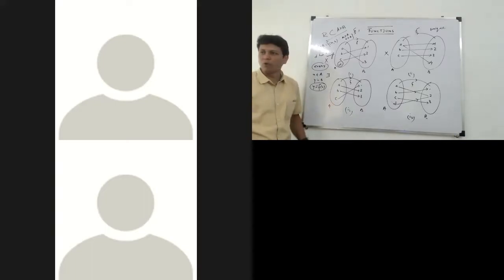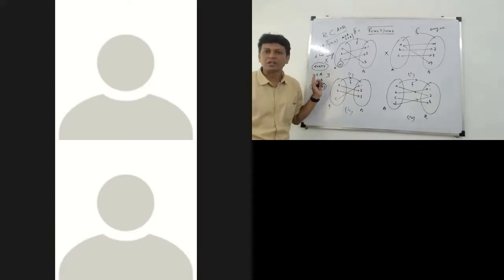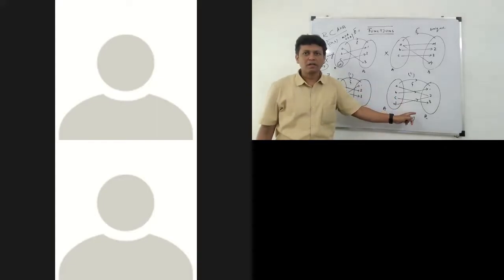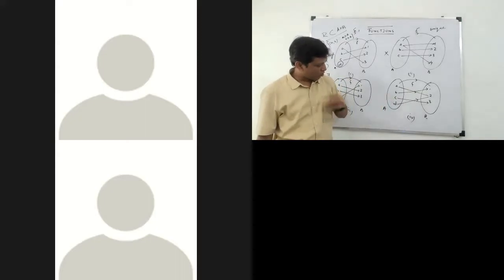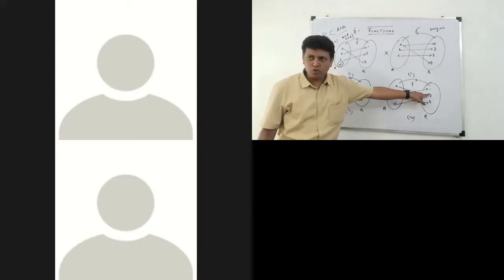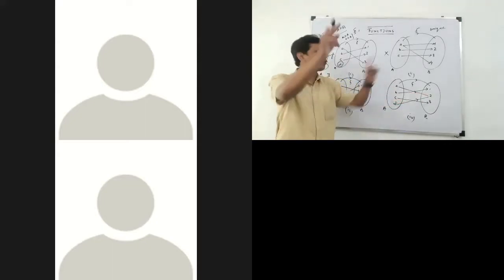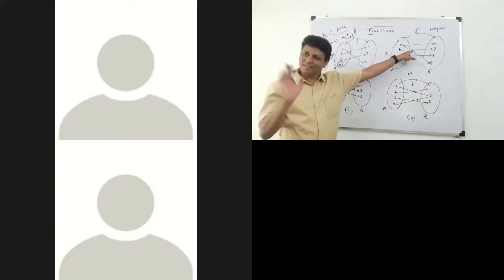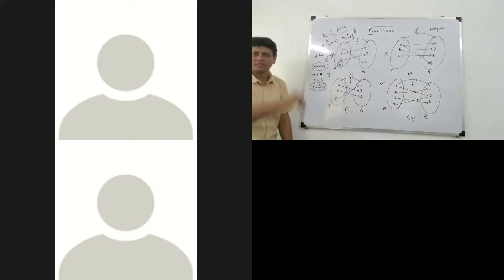So what about the third one? It's clearly a function because every element in A has an image and the image is unique. What about the fourth one? What is your confusion? Your confusion is A and D. A has an image 2, D has an image too. Many to one is possible. One to many is not possible. So it is a function. Clear?